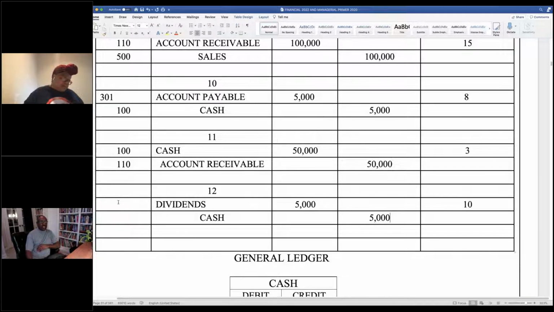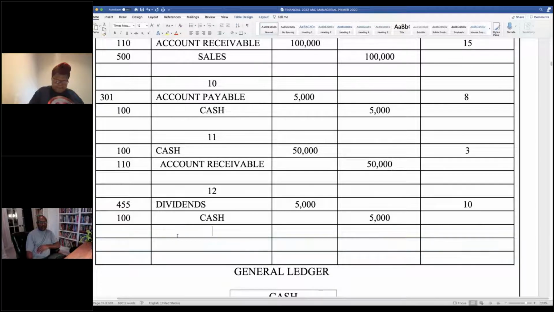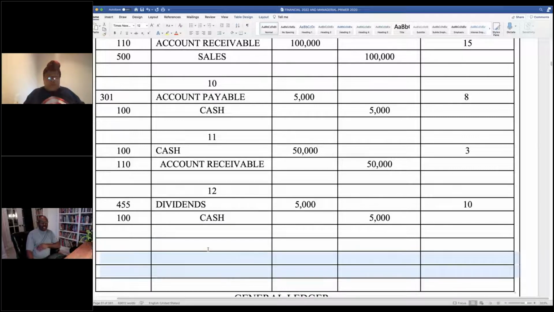What's the account number for dividends? 455. Cash is 100. Got one more left, right? Yes. So we're down to 13. We're just about there.